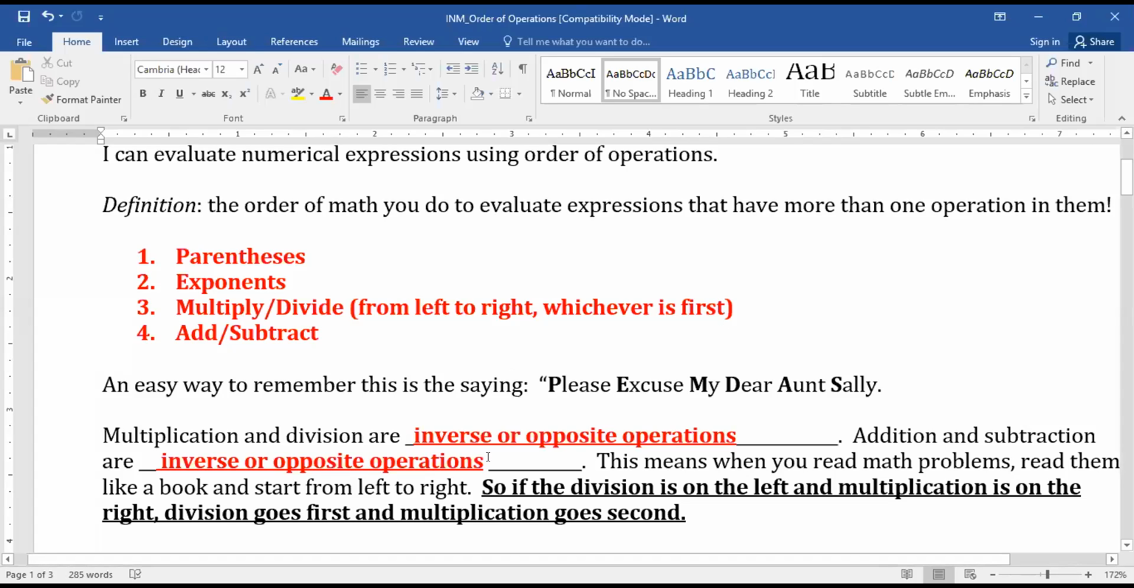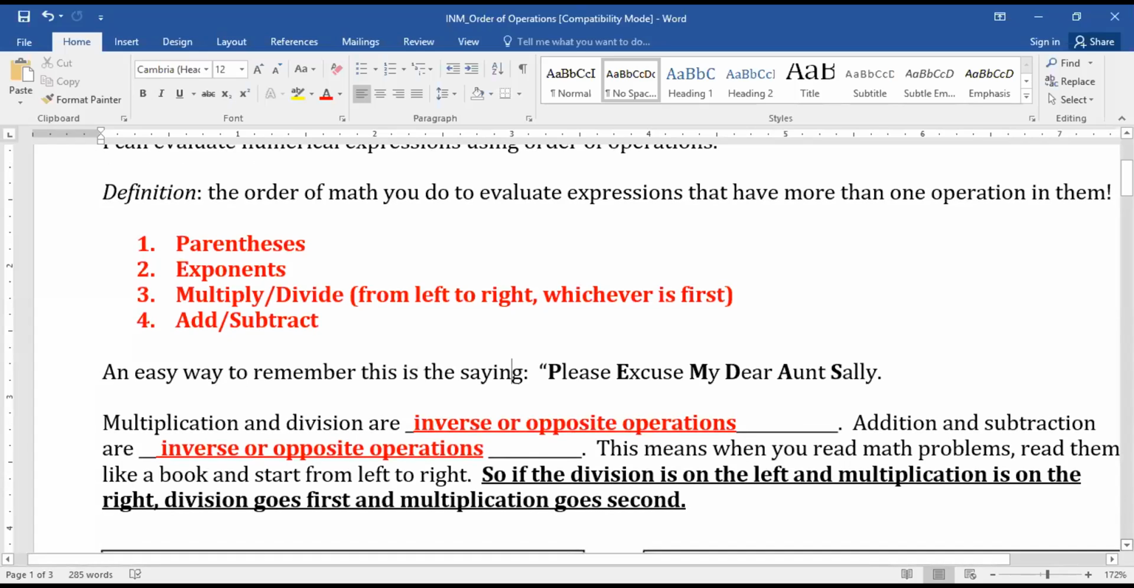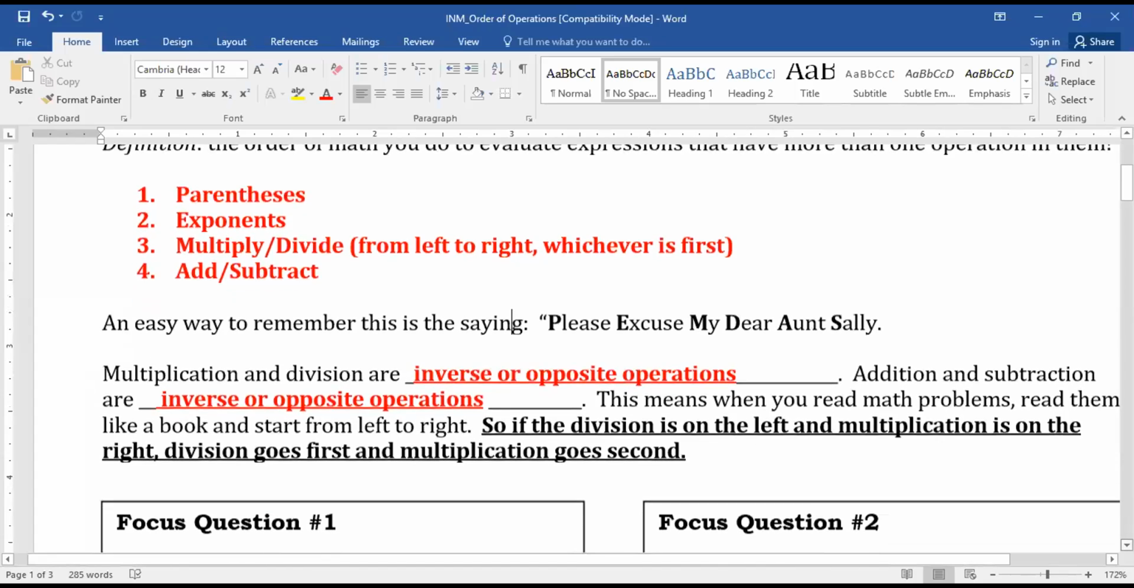And this next piece here where it says multiplication and division are inverse or opposite operations, that is critical for being able to solve equations. Because we use opposite operations when we have to cancel out a term. Multiplication and division are the opposite. Inverse is another way of saying opposite. Addition and subtraction are opposites. So we use the opposites a lot.